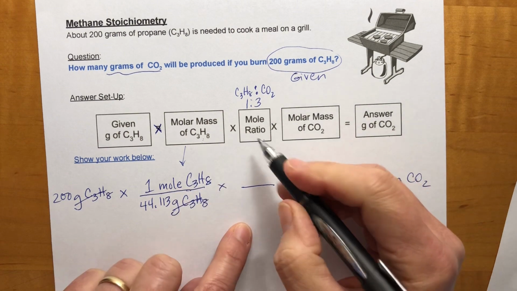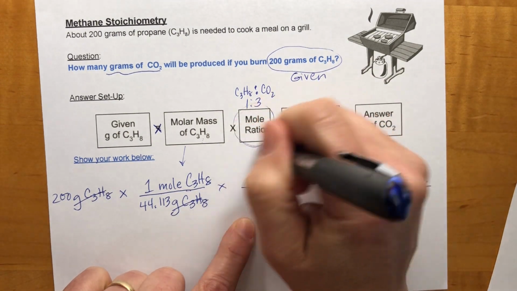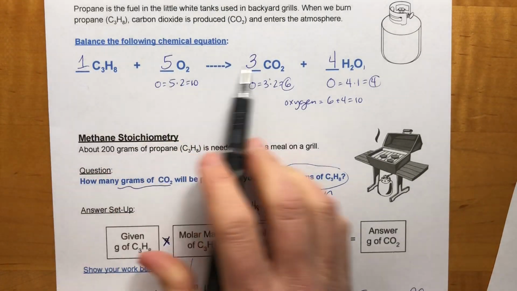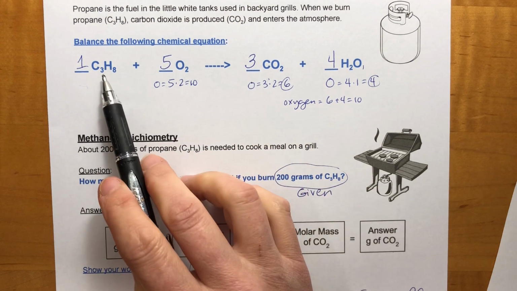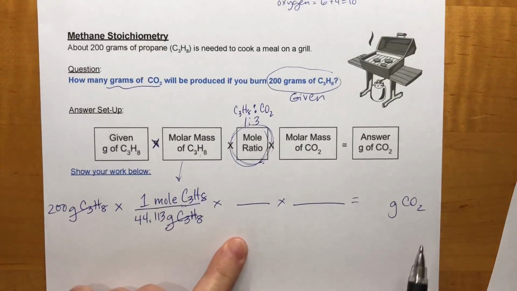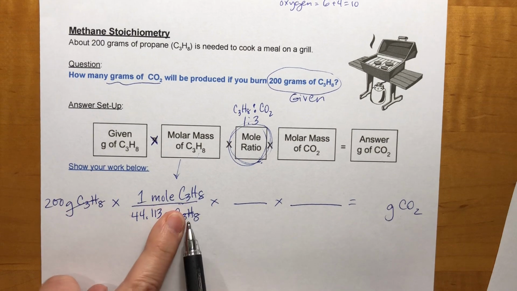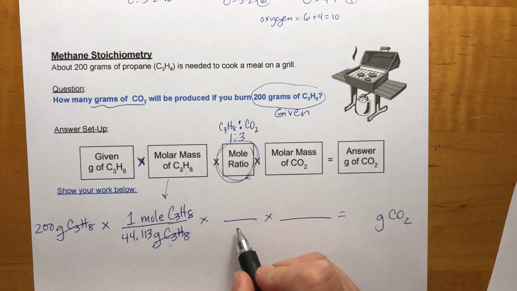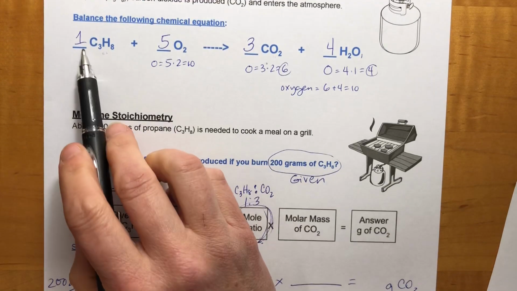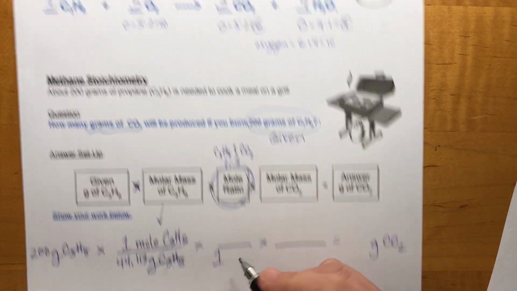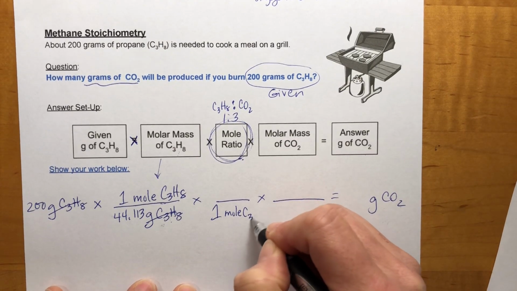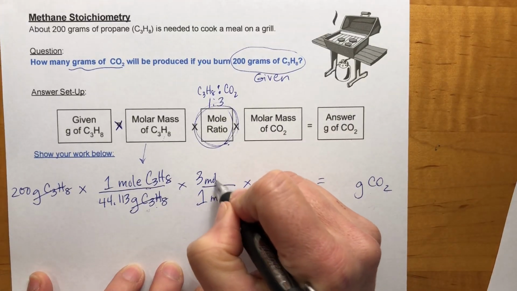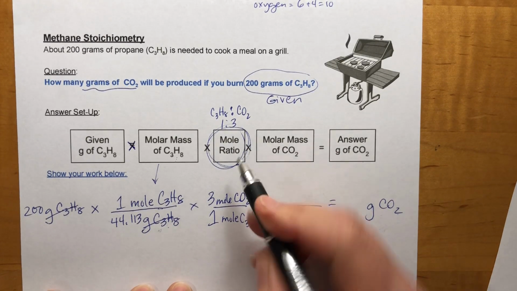I want to get rid of moles of propane. The mole ratio is the whole key to this problem. This mole ratio of 1 to 3 is what's going to enable us to switch from propane over to carbon dioxide, because we got to switch. We're talking about propane right now, but our answer eventually has to be talking about carbon dioxide. So watch what the mole ratio will do to us. For every 1 mole of propane, you will produce 3 moles of carbon dioxide. So that's the mole ratio.